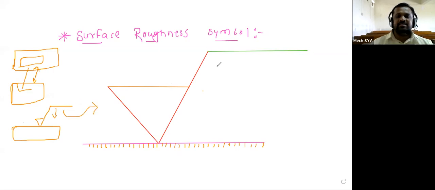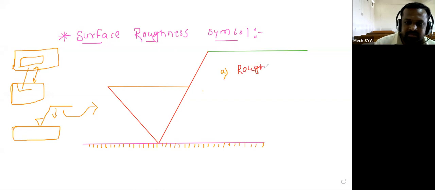Now this is called the surface roughness symbol, and the surface roughness symbol will provide the following information. I'm going to write it here. Which information will be provided by this symbol? Simple. First, this symbol will provide the information like the surface roughness value. I'm going to write here the roughness value.